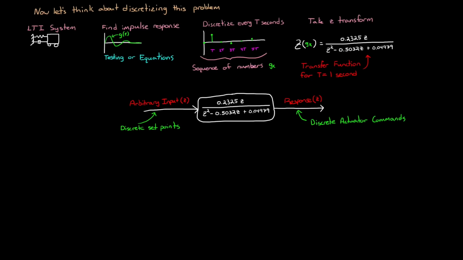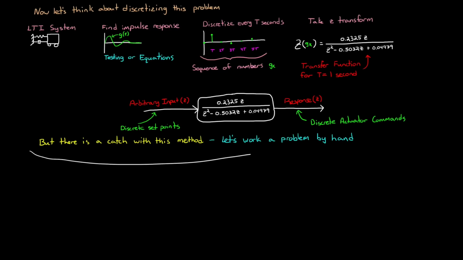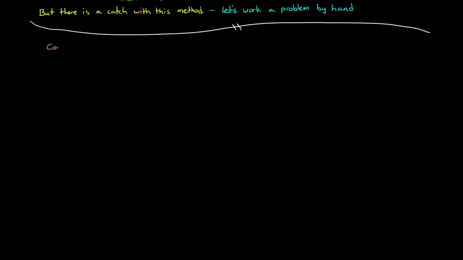Now this seems all really logical, right? We just sample our time domain signal and then convert it to the Z domain with the Z transform. But there's a slight problem with this method that we need to discuss. And in order to understand what that problem is, we should probably work through an example by hand. Let's say we designed a continuous controller that just happened to be the very simple g of s equals 1 over s plus 1.